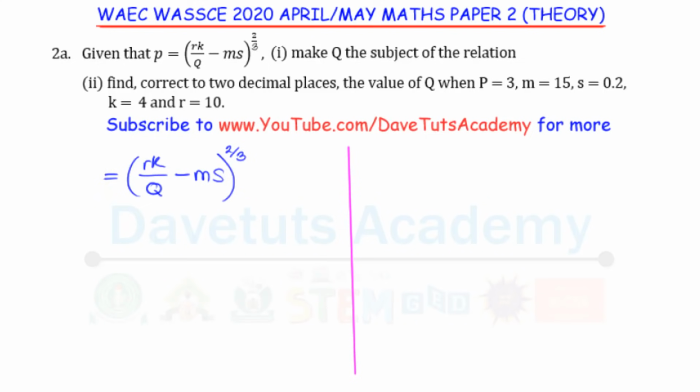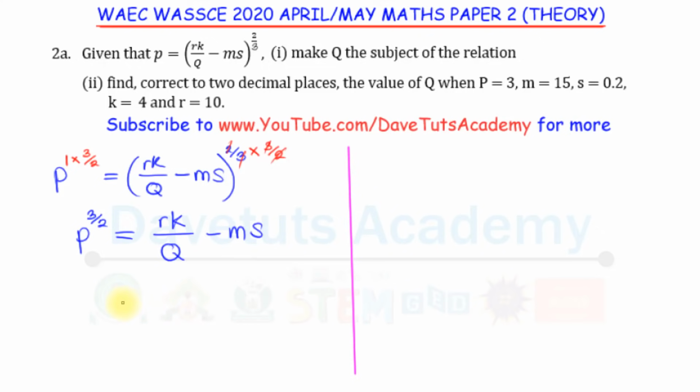If I have my P here, and then I'm multiplying both sides by 3 over 2, then I will say the right hand side multiplied by 3 over 2, the left hand side multiplied by 3 over 2, as if P here is P raised to power 1. Now this is what is going to happen. This 3 will cancel this 3, and this 2 will cancel this 2. Then here we only have P raised to power 3 over 2, and on the right hand side we only have RK over Q minus MS.